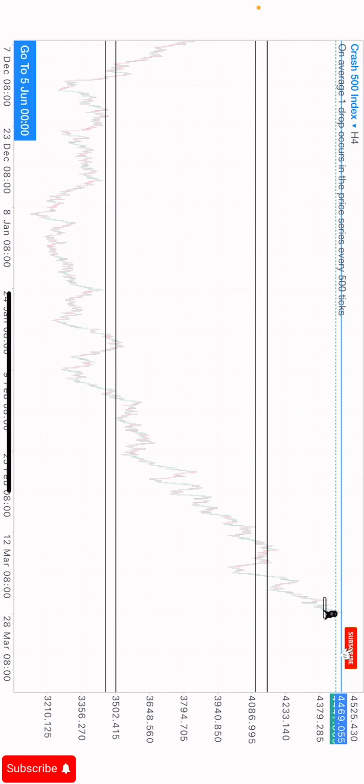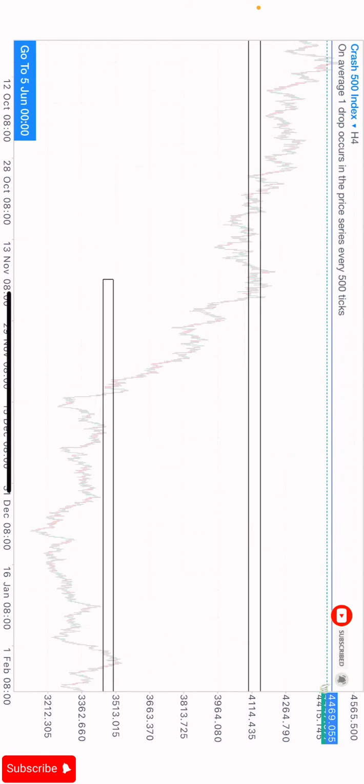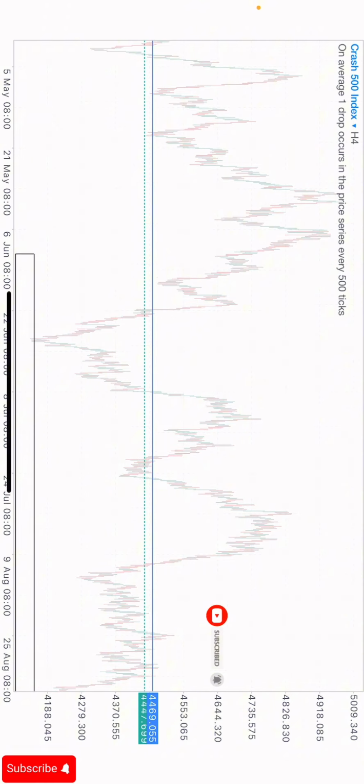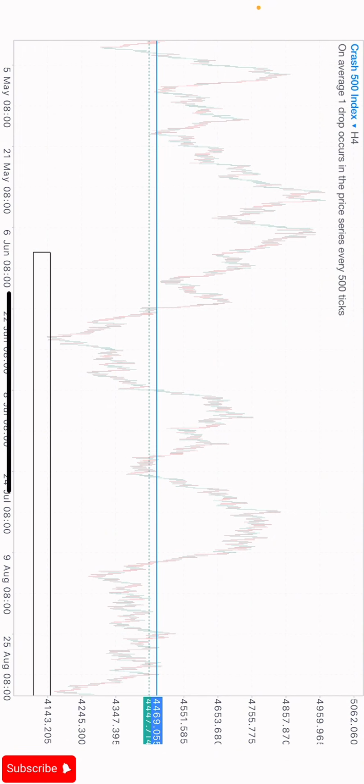We have a zone which I spotted here on the daily time frame. We have a zone here on the 4-hour time frame on Crash 500 index. You can see market reaction here.